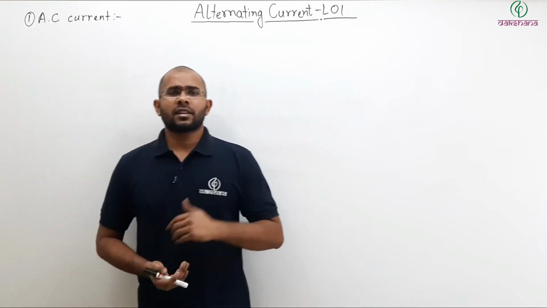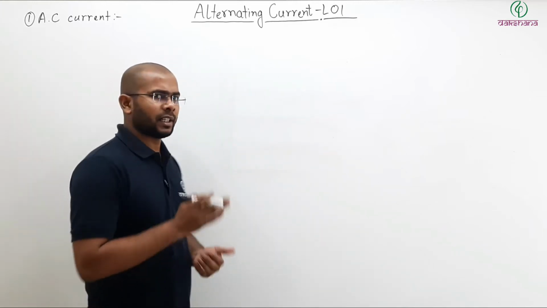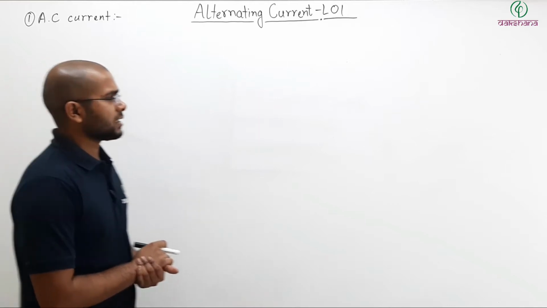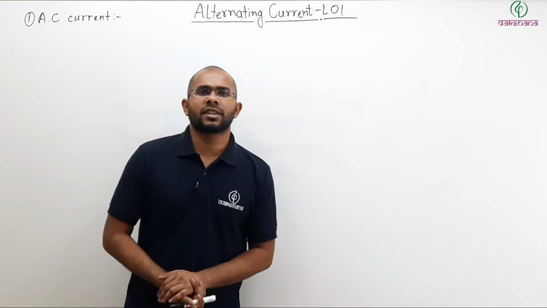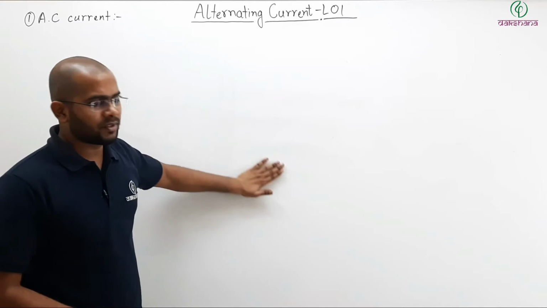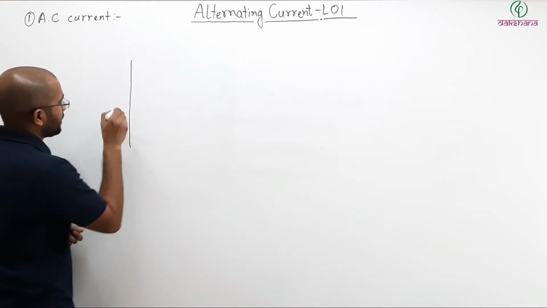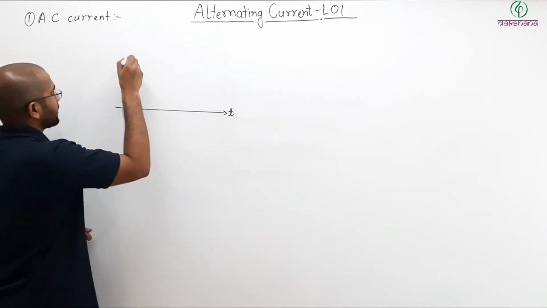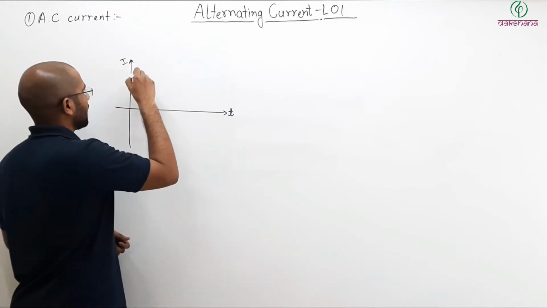So first let us recap what is alternating current. We have already talked about alternating current in the last lecture of the previous chapter. If you remember, we talked about any current which regularly changes its direction. To define alternating current, let us take an example. Let us say this is the current axis, this is the time axis, and current varies like this.